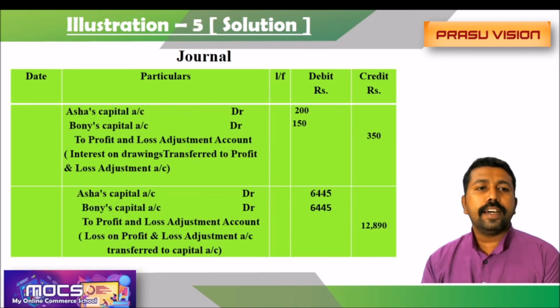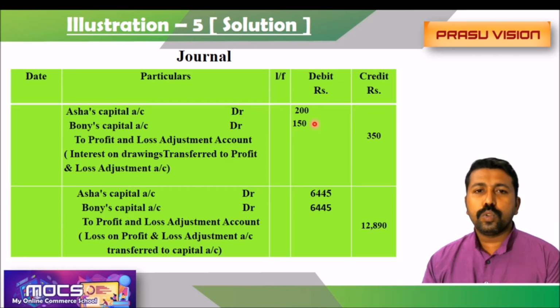Also, we have to write the adjusting entry for drawings, interest on drawings. So, Asha's capital, Boni's capital to profit and loss adjustment account. The interest on drawings amount transferred to profit and loss adjustment account. That is 2,200 and 150, total 3,350.